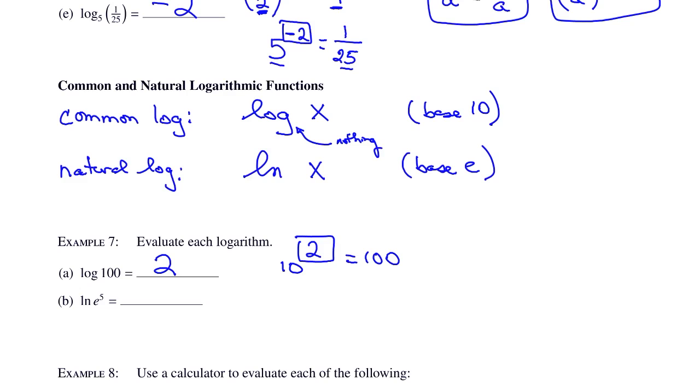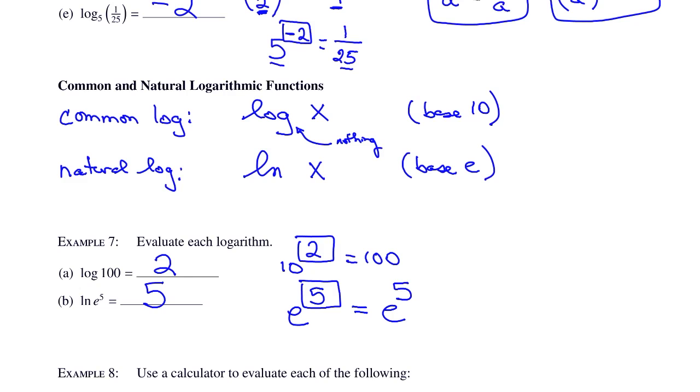Part B, what is the natural log of e to the 5th? So the base of the natural log is e. You need to know what power is going to make e be equal to e to the 5th. Well, there it is. It's just sitting there. It's a 5. So the natural log of e to the 5th is 5.